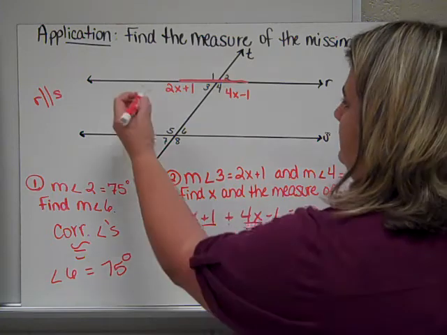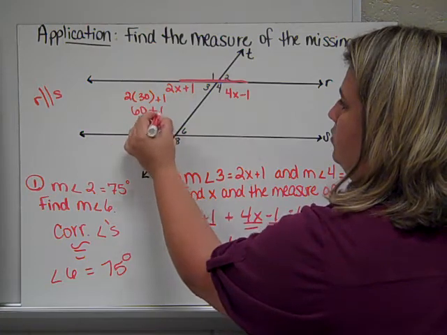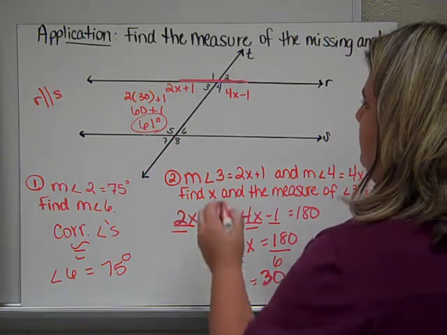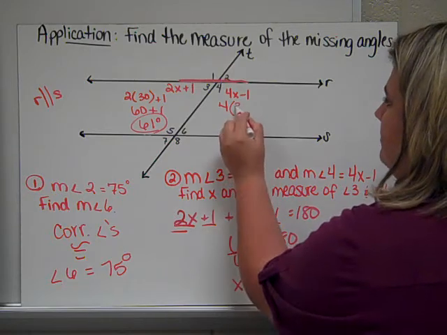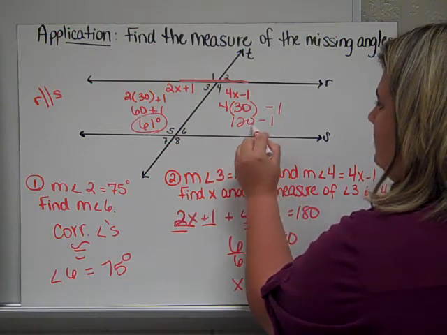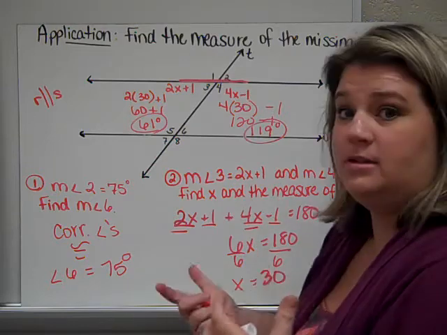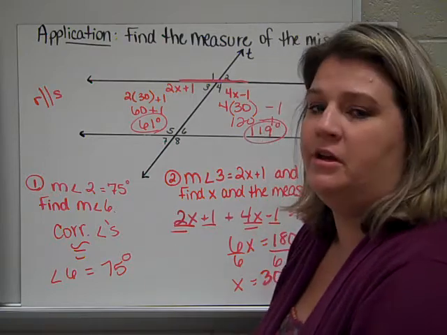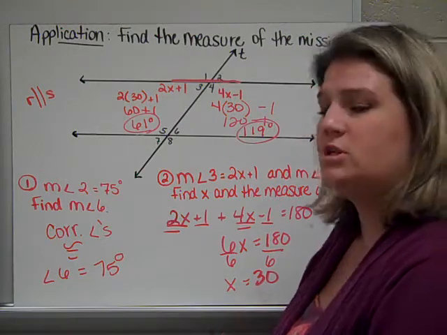So 30 for x, so 2 times 30 plus 1 is 61 degrees, is the measure of angle 3. Okay? Same thing with angle 4. Plug in 30, and we have 120 minus 1. That gives me 119 degrees. And remember how we can check this? Well, if I know that both of them are a linear pair, 61 and 119 equal 180 degrees, which is what they should do. All right, that's how I can always check my work to make sure that it is correct.